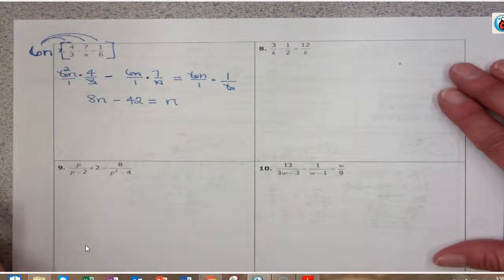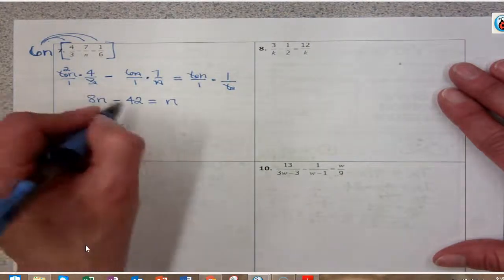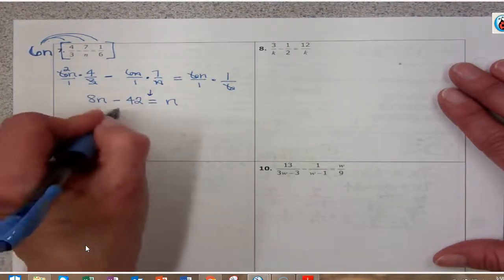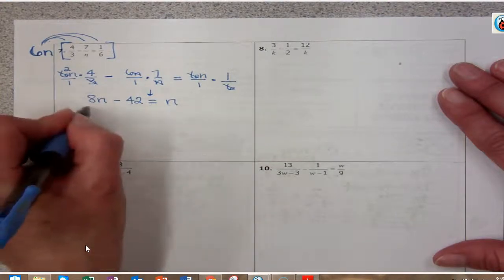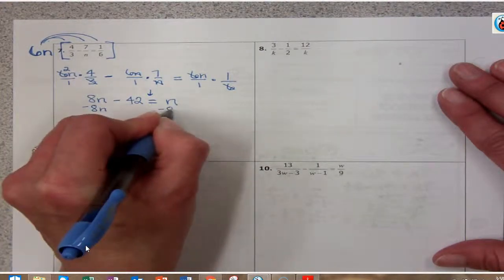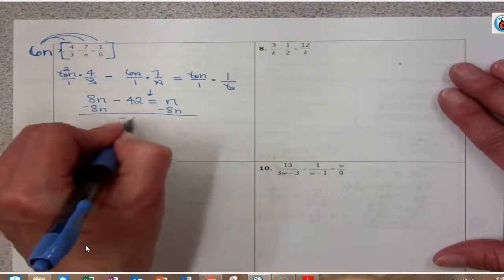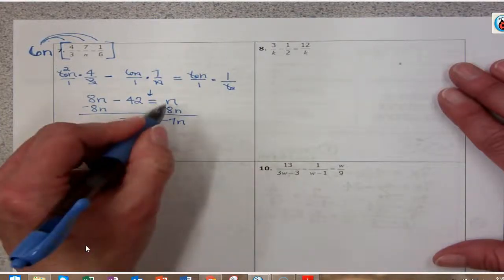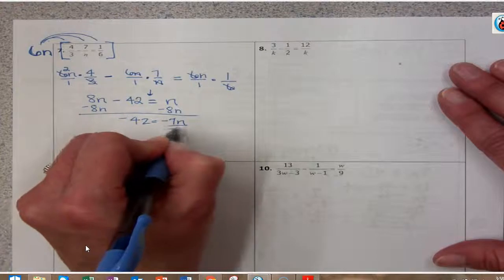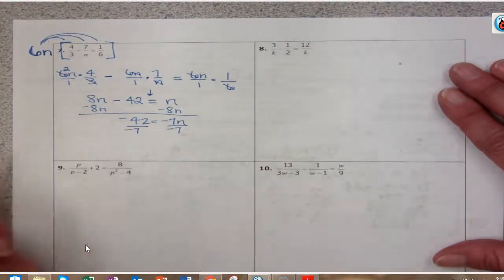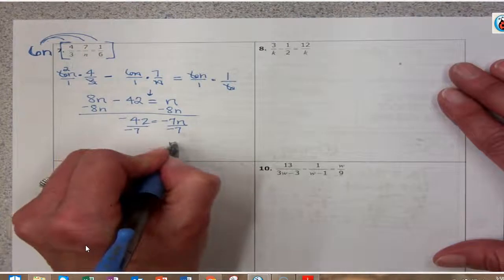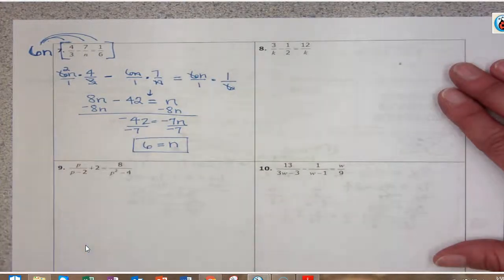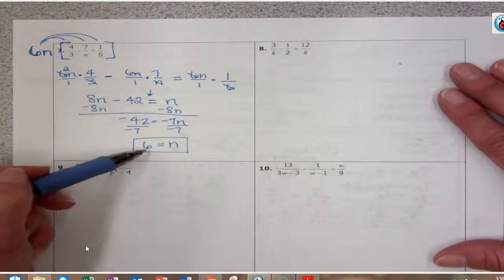Now I can just solve this as an algebra problem again. I need to get my numbers on one side of the equal sign, my variables on the other. Since this n is already over here, I'm going to subtract 8n. Negative 42 equals negative 7n. N minus 8n is negative 7n. Negative 42 divided by negative 7 gives n over here and 6 over here. So n would be 6.